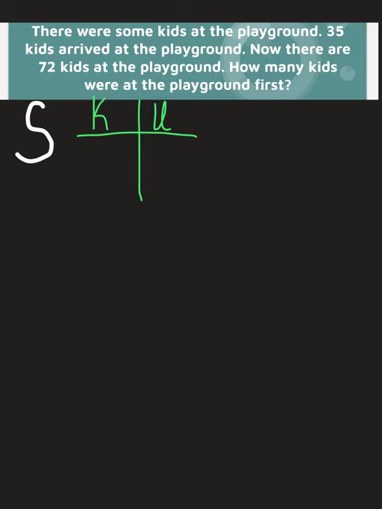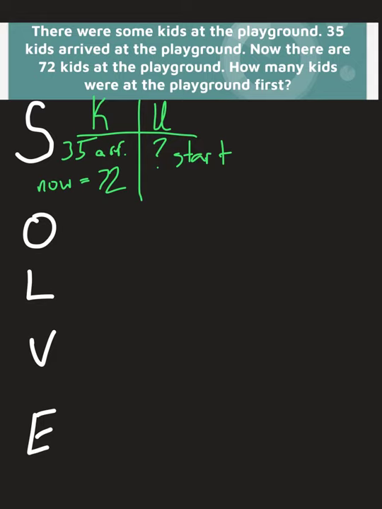There were some kids at the playground. We don't know how many started. 35 kids arrived. Now there are 72 kids at the playground. How many kids were at the playground first? So remember, first things first, I've got to follow the steps because I want to stay focused here. And I know sometimes we think, oh, but I already know the answer. I know, but hold on a second. We've got to slow down and go back to our question. How many kids were at the playground first?